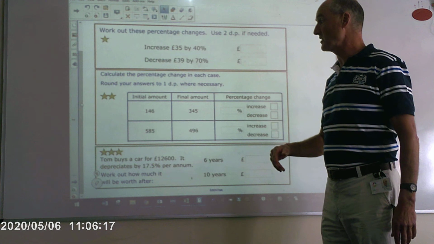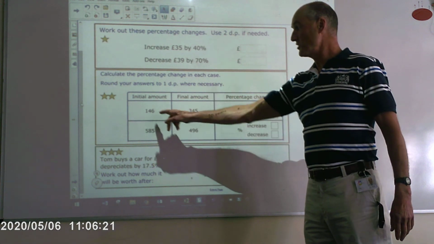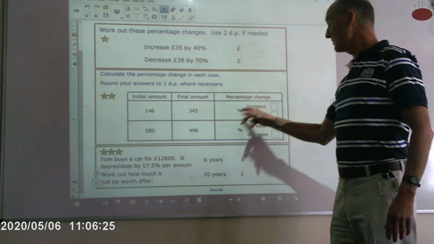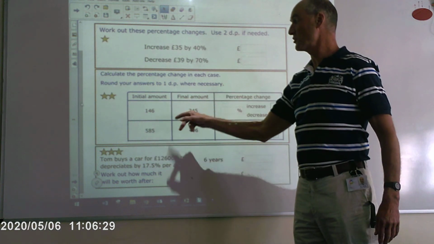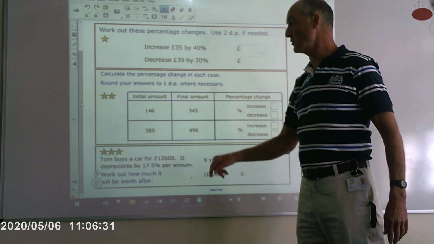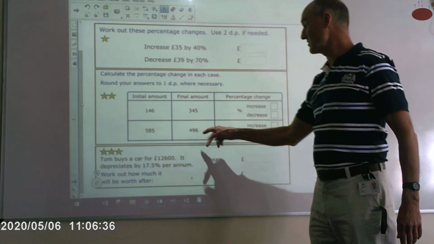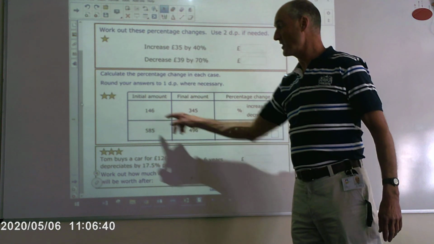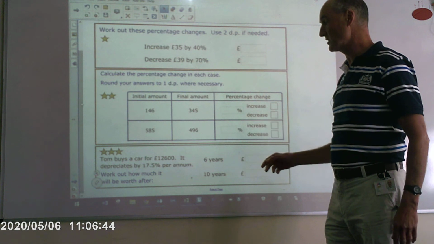Probably going to need a calculator to do some of these calculations. Calculate the percentage change. You've gone from 146 up to 345. What's the percentage increase or decrease? So the difference between those two numbers as a proportion of what you started with. Similarly, 585 to 496, has it gone up, has it gone down? The difference between those two numbers as a proportion of the original number, what is your percentage increase or decrease?